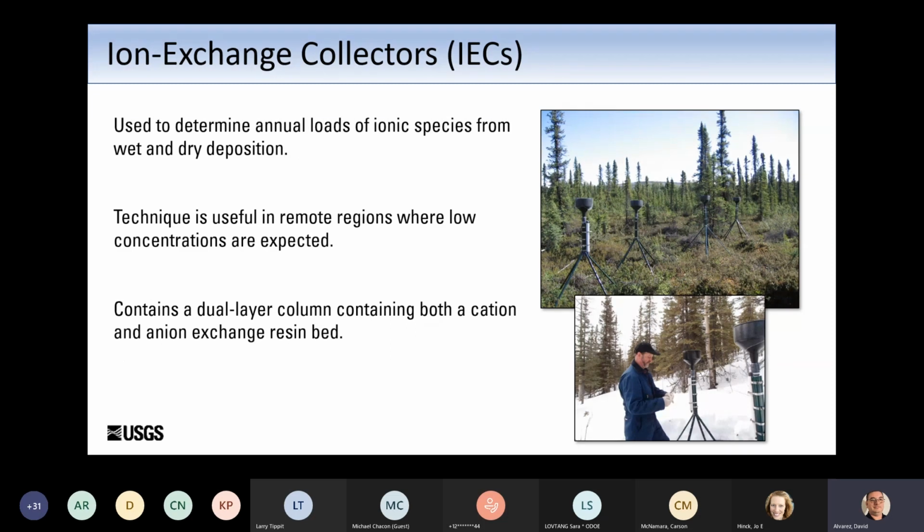The last type of sampler I'll show you is focused on atmospheric deposition of ionic species. These are samplers termed ion exchange collectors that use both cation and anion exchange resin beds to sample and retain a variety of ionic species. These have been used in remote locations in the Arctic over long exposure times, like throughout the winter, to measure low concentrations of various species through deposition.